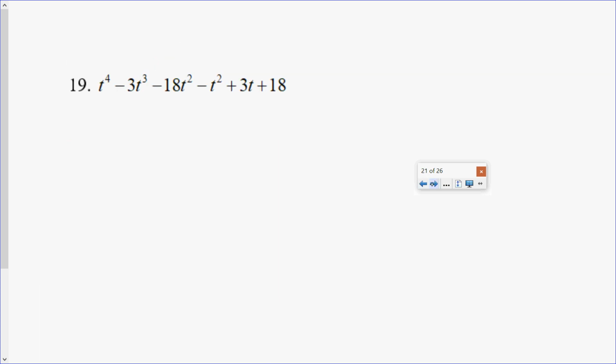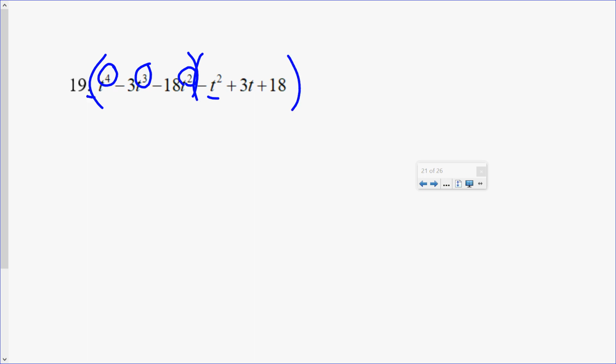We look at the pattern of the exponents. We're starting with t to the 4th. After t to the 4th is t to the 3rd, so the pattern is going down by 1. So after t to the 3rd should be t to the 2nd, it is. After t to the 2nd should be t to the 1st, it's not. So where the pattern ends, the group ends. And if there's 3 terms in the first group, there's 3 terms in the second group.